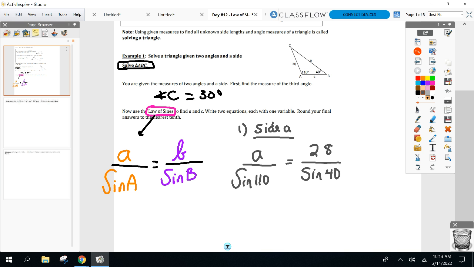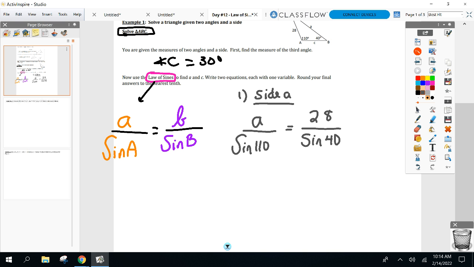Everyone all right? Law of sines. We've been doing this for probably a month and a half. How do you solve a proportion? Cross multiply. There you go. So I got a times the sine of 40 equals 28 times sine 110.